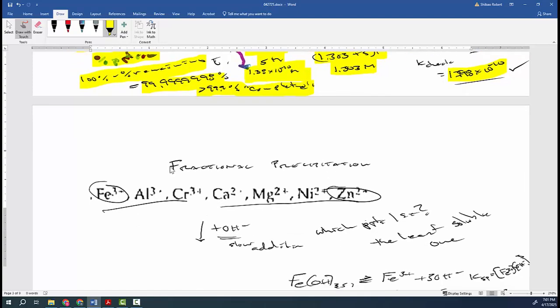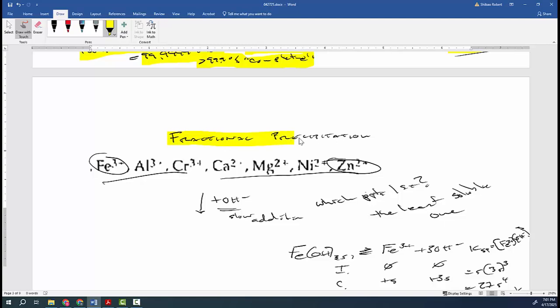Another example of a common ion type precipitation problem is fractional precipitation. In fractional precipitation, we had our mix of cations. This is from qualitative analysis. We had a mix of 2 plus and 3 plus cations. And what we want to do is we want to see, okay, what happens as we add hydroxide? Do all 7 ions precipitate at the same time with a slow addition of hydroxide? It turns out no. Which ions precipitate first? The least soluble one will precipitate first. So out of these, which one is the least soluble?